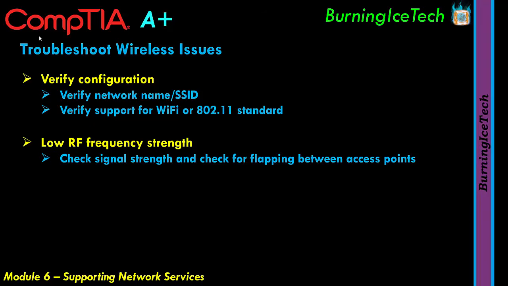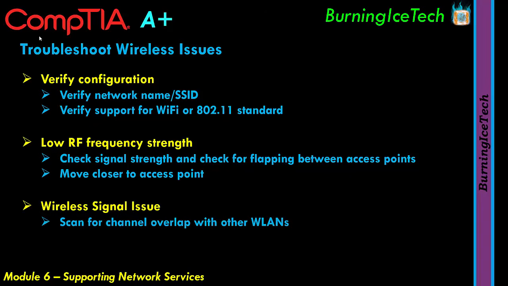And then also just move closer to the access point. So if the signal is weak, just move the person closer to the access point. And if that's not possible, maybe just add extra access points. Wireless signal issues, if there's something wrong with the actual signal itself: scan for channel overlaps with other wireless LANs. There's a possibility there are other access points that may be broadcasting on the same wireless channel. That is possible, guys, and it's actually a very common scenario.